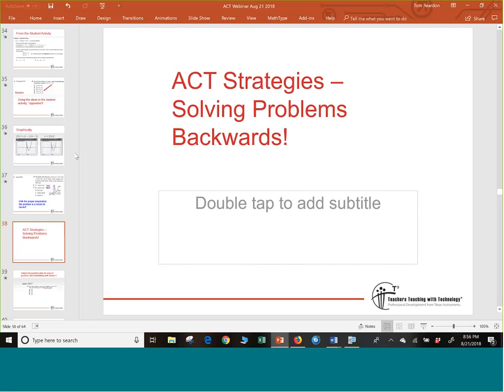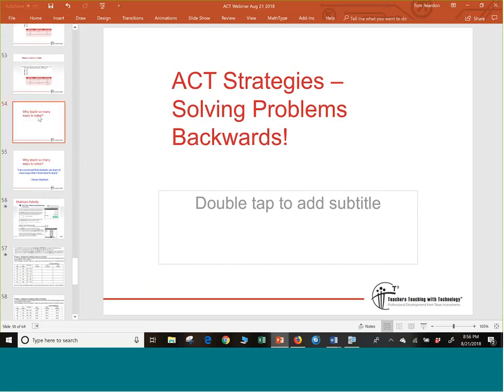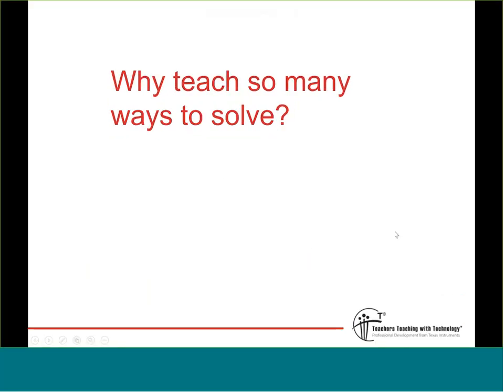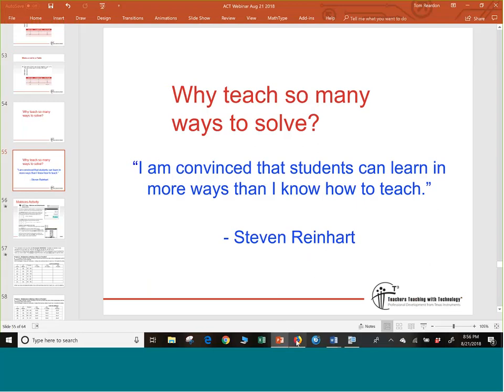I do want to go to one quote, though, to finish up, and that is, why is it we teach so many ways to solve? Because that is a pretty common thread in what we're doing. And it takes me back to this quote by Stephen Reinhardt. I'm convinced that students can learn in more ways than I know how to teach. I haven't given up. We haven't given up. We're still looking for those extra ways. So with that, I'm going to turn this back over to Mike, and hopefully this was something that you guys could all use. So thank you, Mike.